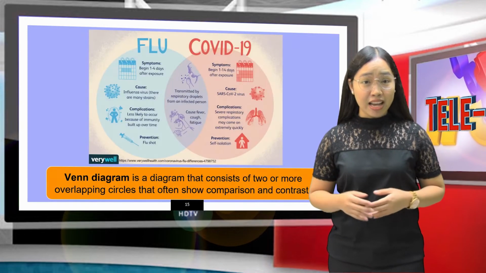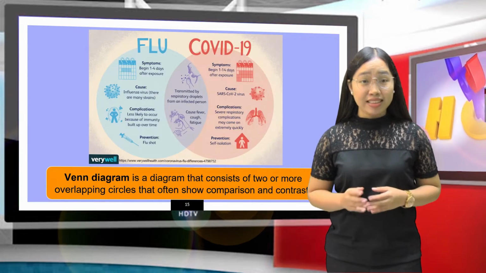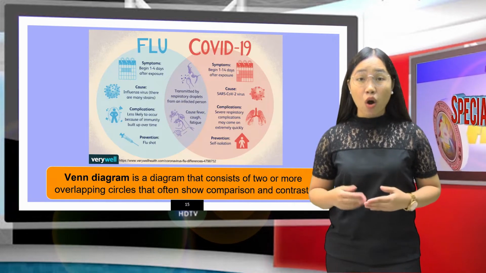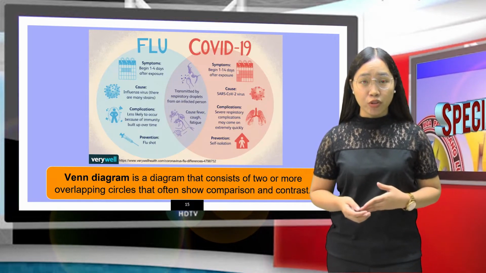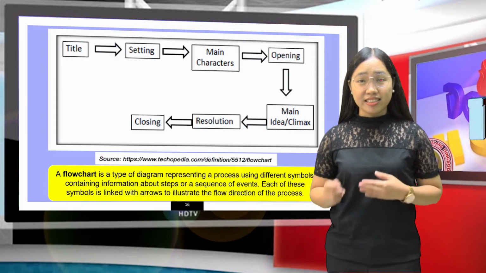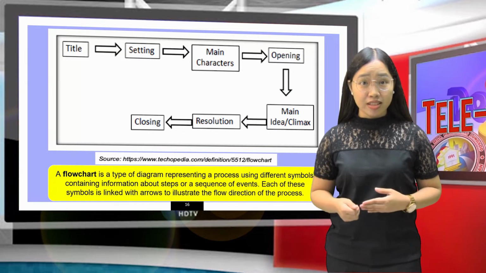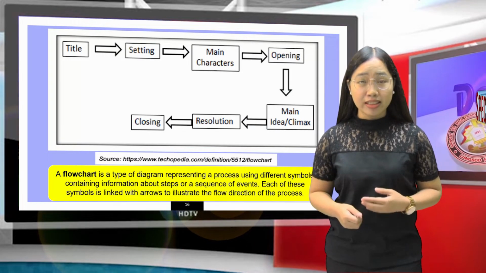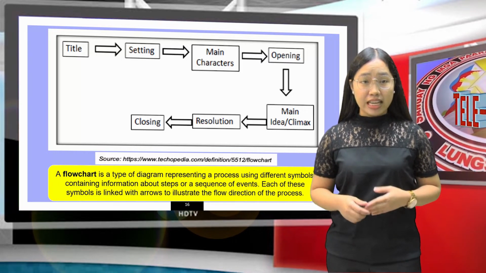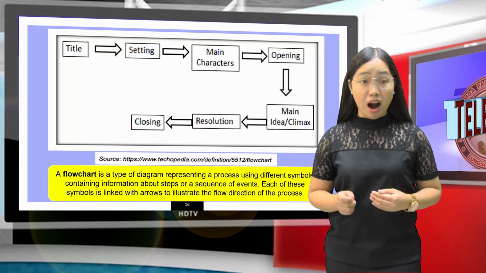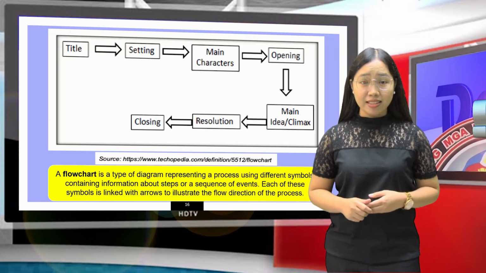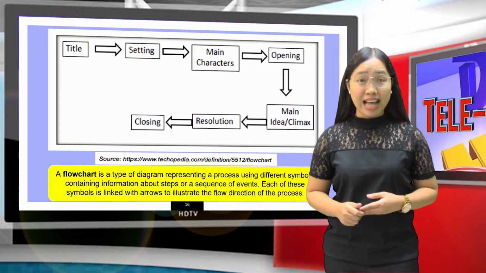Then we have the Venn diagram. Venn diagram is a diagram that consists of two or more overlapping circles that often show comparison and contrast. And the last one is a flow chart. It is a type of diagram representing a process using different symbols containing information about steps or a sequence of events. Each of these symbols is linked with arrows to illustrate the flow direction of the process. Again, these are some of the examples of non-linear text.